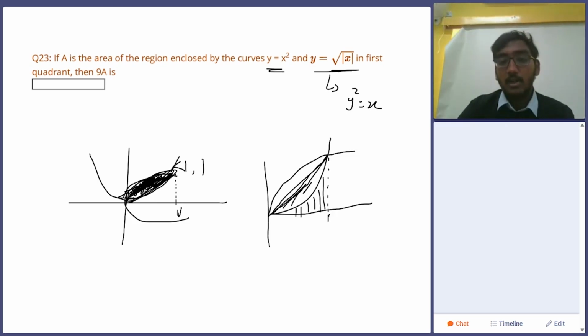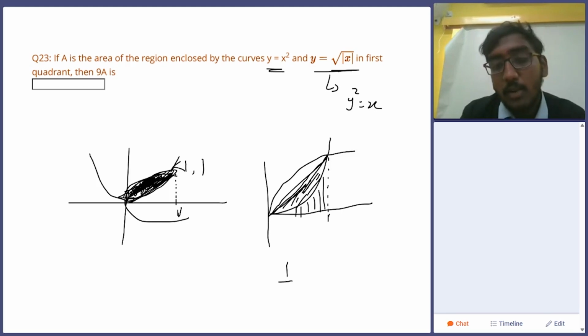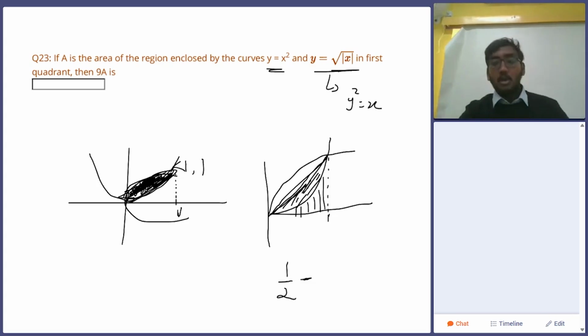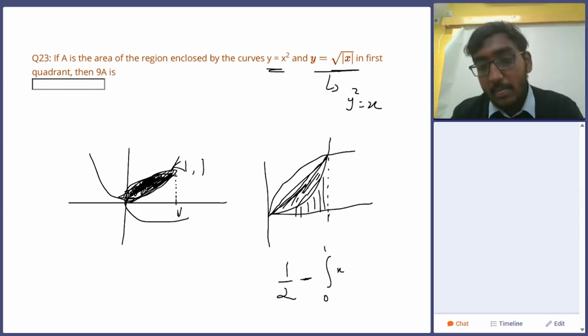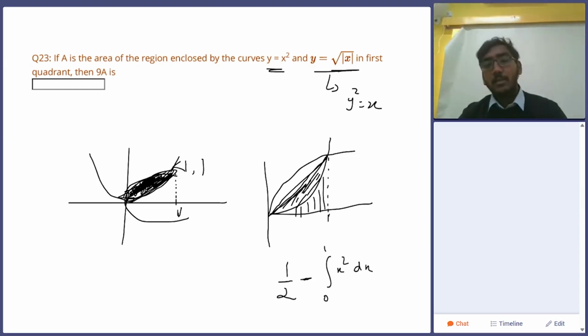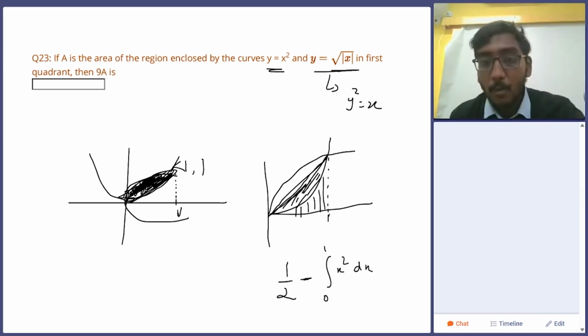This area I will get by subtracting the area bounded by the lower curve from the area of the triangle. What will be the area of the triangle? Half, right? Minus what you have to subtract? The area bounded by the lower parabola, which is actually y equal to x square. So it will be the integral from 0 to 1 of x square dx. That will be x cubed by 3. When you put the lower limit 0, it will be only the upper limit, that is 1 by 3. So half minus 1 by 3 is half of the required area, right?